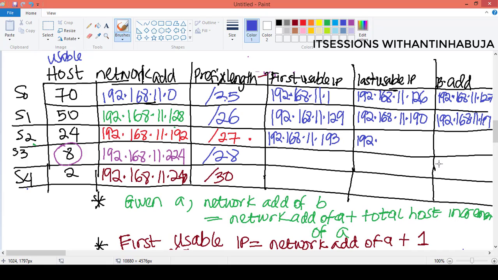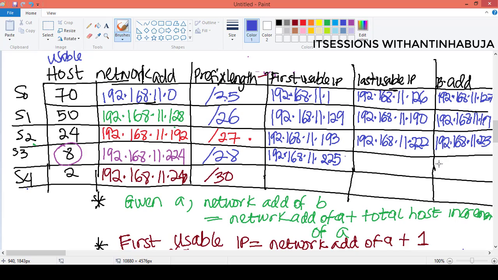So 192.168.11.222. This will be our last usable IP address. Then the broadcast address will just add 1 to it, and that's 192.168.11.223. Now, for the next one, we then look at it. Our first usable IP address will then be our network address plus 1, and that's 192.168.11.225.